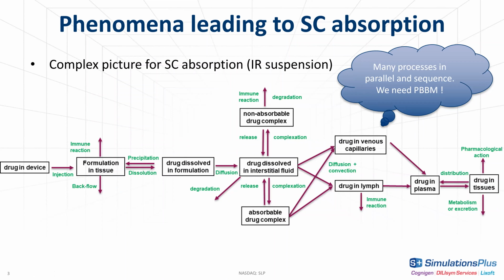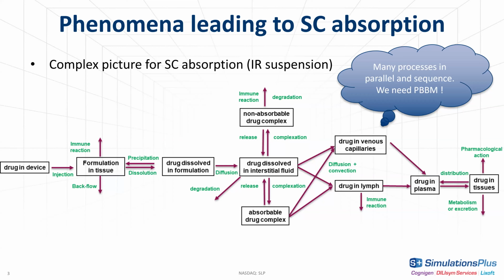So because of all these parameters, we definitely need a PBBM, so physiologically based biopharmaceutics model, to try to understand which of these parameters is limiting, because we may not always be in flip-flop kinetics, and therefore we need to evaluate the impact of these parameters in sequence and in parallel.